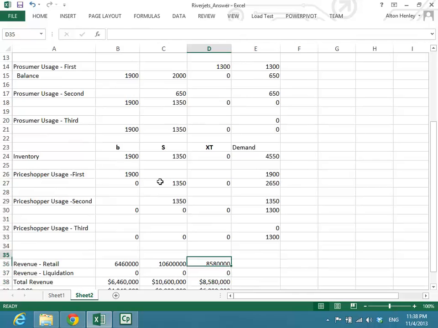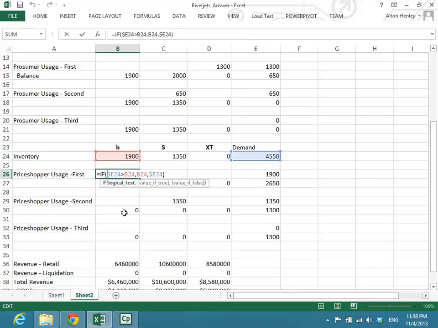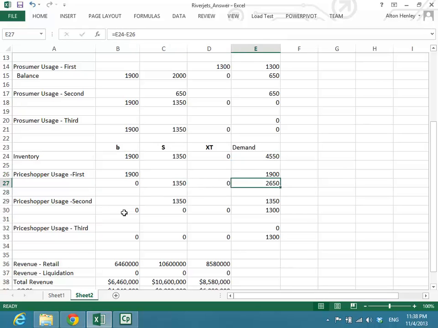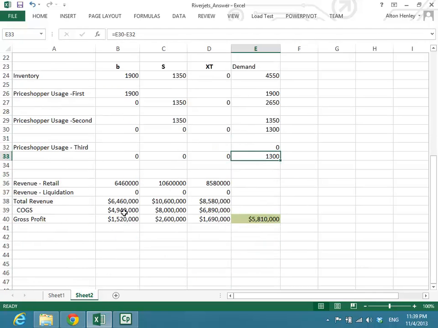Now we take care of the price shoppers. And it's kind of the same thing. I take my demand for price shoppers, which is 4,550. They buy the B's first, using the same basic equation, where I compare the amount of demand to the inventory of model B. So I sell my entire inventory of B's, so I have 0 B's left, and I have 2,650 people left who haven't bought a jet ski. Second, they buy S's. I sell out of all of my S's, leaving 1,300 people, 1,300 units, potential units that we could sell that we didn't sell, which is why I believe that this particular solution is not the best solution.